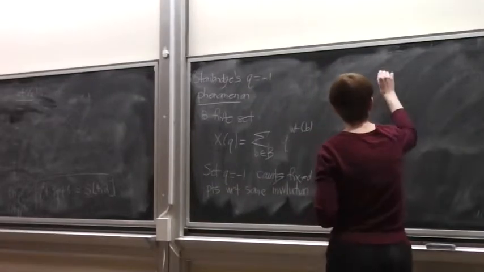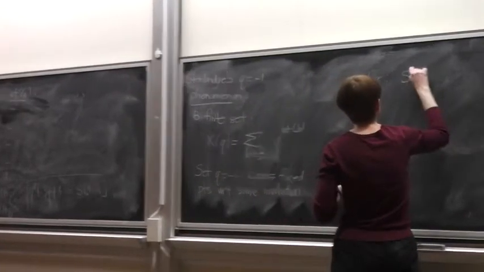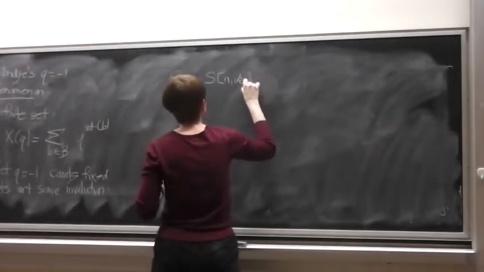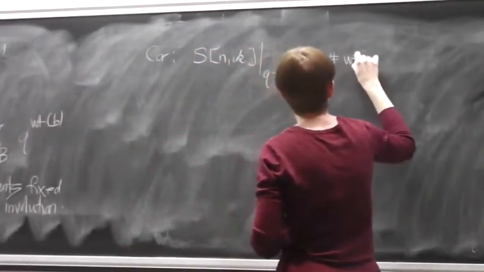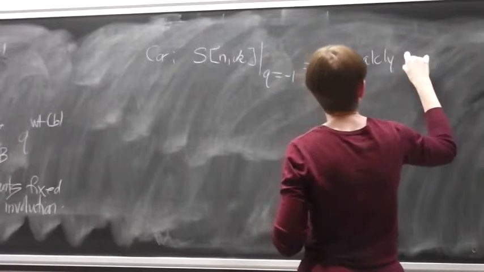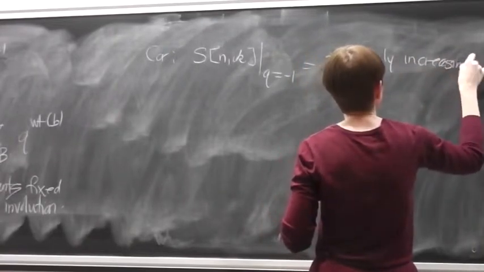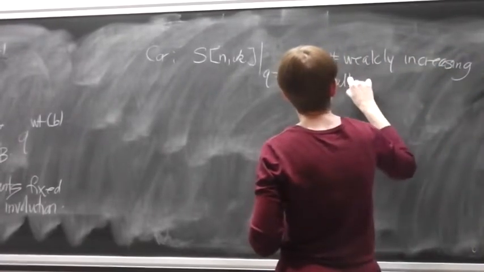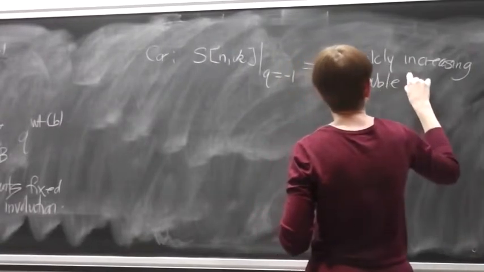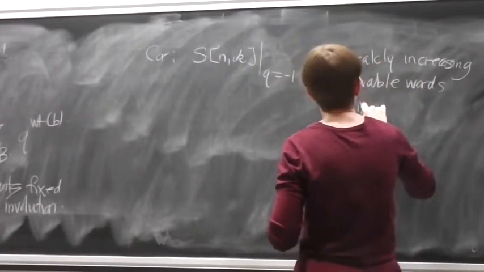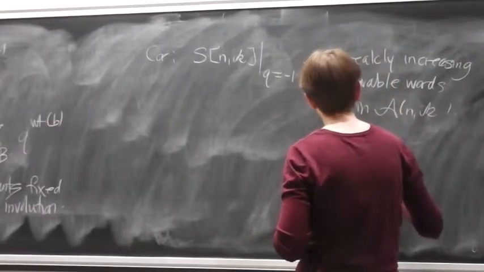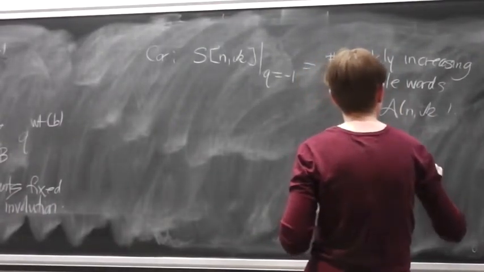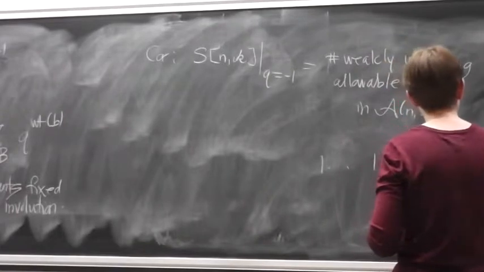So again, we can actually see that if you take the q-Stirling number, set q to be minus 1, then we get the number of weakly increasing allowable words in script A and K. So again, it looks like a bunch of 1s and a 2, a bunch of 3s and a 4, etc.